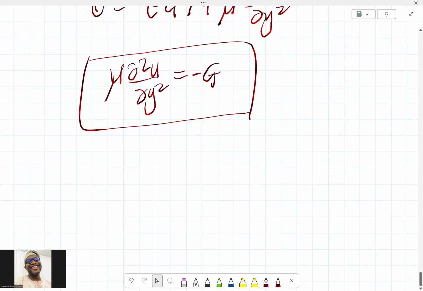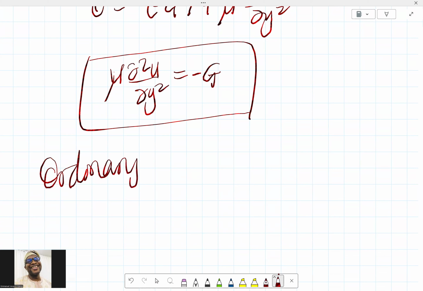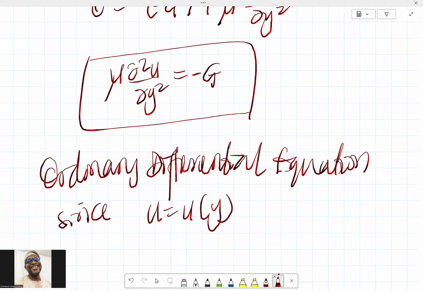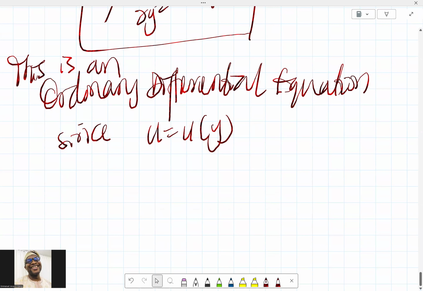So then we can see that this is an ordinary differential equation, since u is only a function of y. Okay, so inasmuch as I'm using partial symbols, this is an ordinary differential equation since u is just a function of y, right? So we go for step 2.